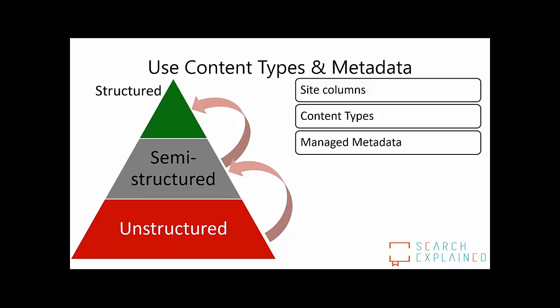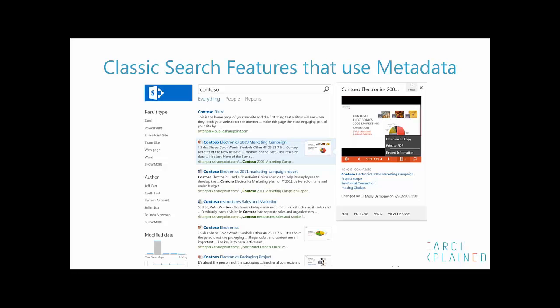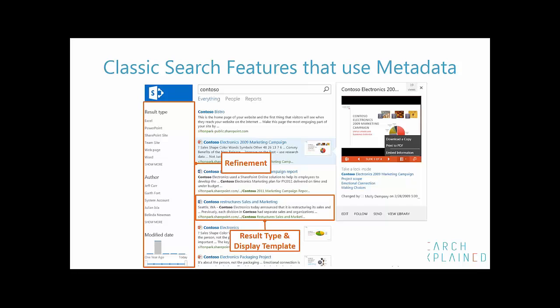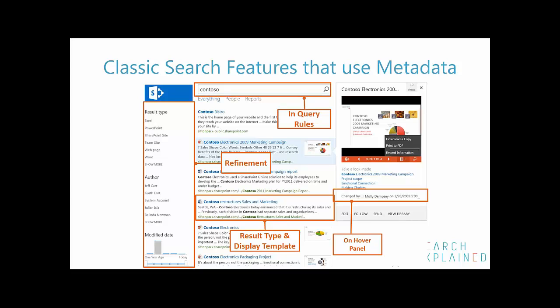And usually what I say is, when we talk about search, what you can see on the user interface at the moment is the search center with zero customization. And you can see even here, when we have zero, nothing, no customization at all, everything is metadata. The refinement panel is based on managed properties, metadata. Whatever is displayed in the results is metadata. On the hover panel, we can also see metadata. In queries and query rules, we use metadata. So metadata is everywhere in search.